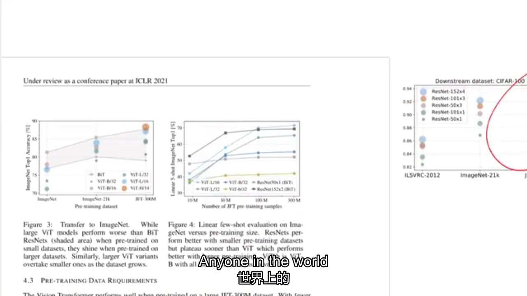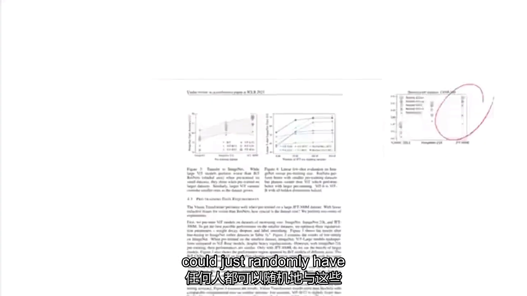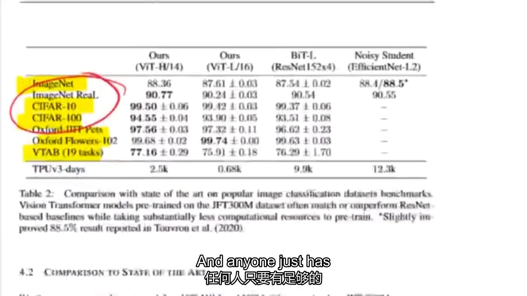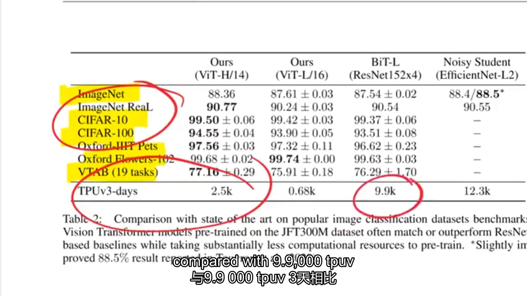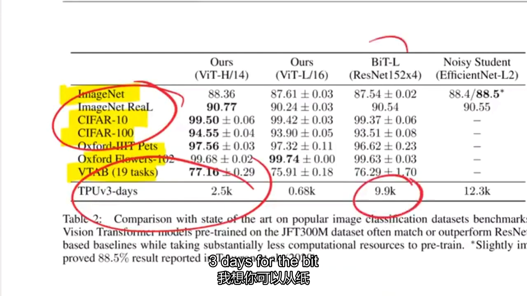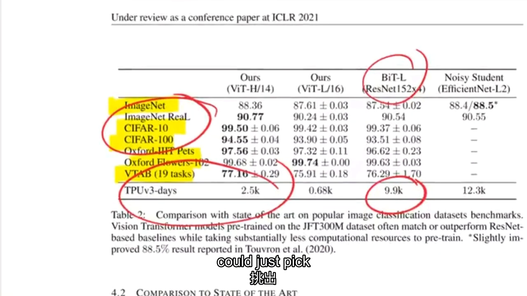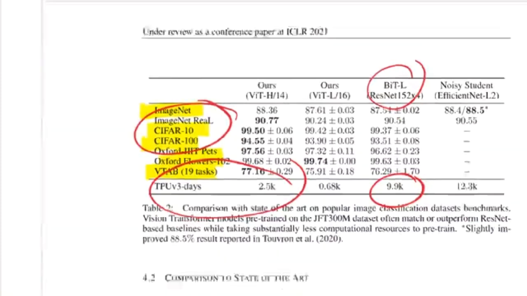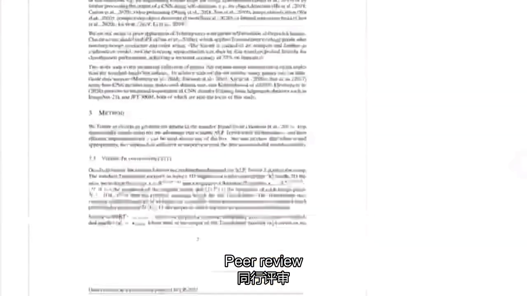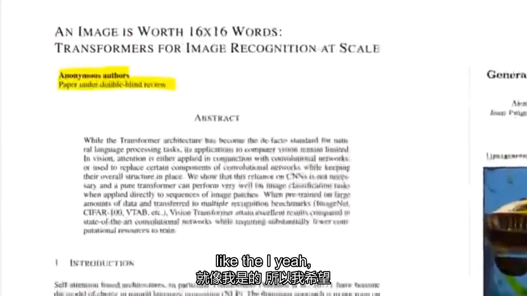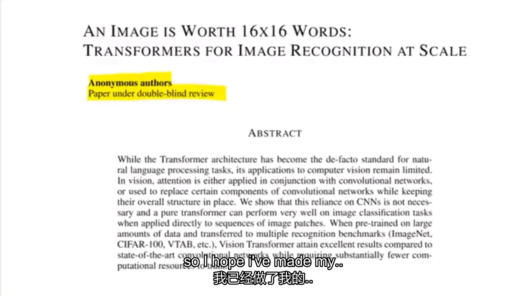Anyone could do this. Anyone in the world could just randomly have this much overlap with these models, and of course anyone just has the money laying around to train on 2,500 TPU v3 days, and compare with 9,900 TPU v3 days for the BiT. I guess you could just pick those numbers out of the paper, but what do I know? No, don't worry. Peer review is totally fine. So I hope I've made my point.